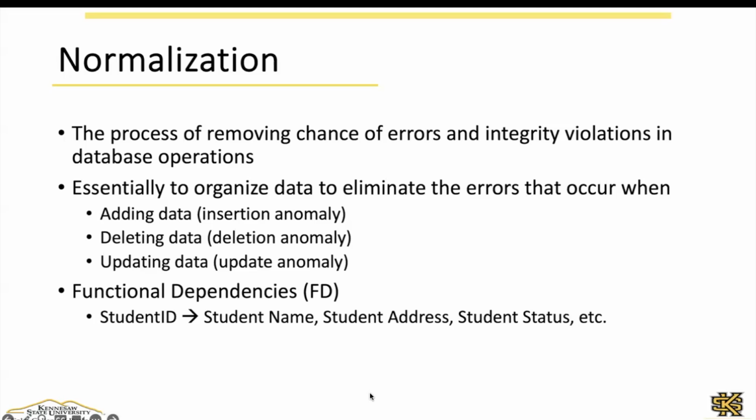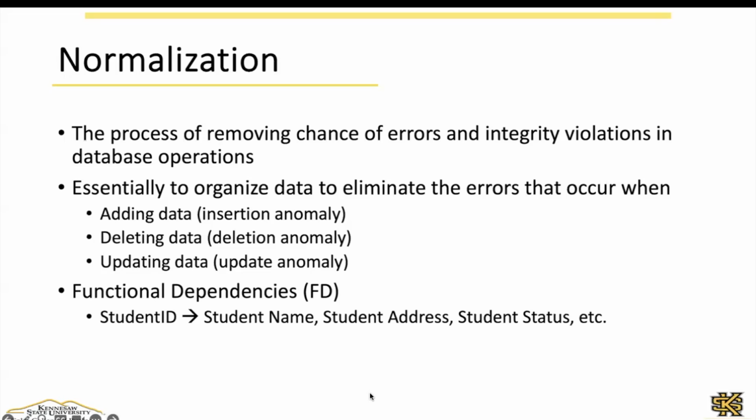Functional dependency means that the value of one attribute is dependent on the value of another attribute. In other words, one attribute determines the value of another. For example, the value in the student ID field determines the student name, address, status, and other related attributes. In this case, we say that a student name is functionally dependent on a student ID, or a student ID functionally determines the student name.